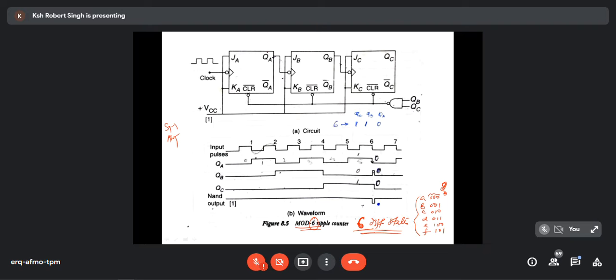J and K are connected to VCC. Earlier VCC was up, now it is down. No problem, it is connected to VCC. J is always 1, K is always 1. No doubt, no problem. Now, it is telling up to Mod 6.